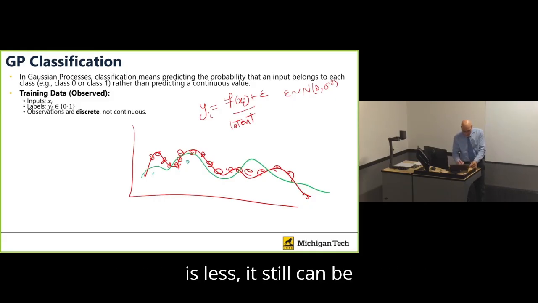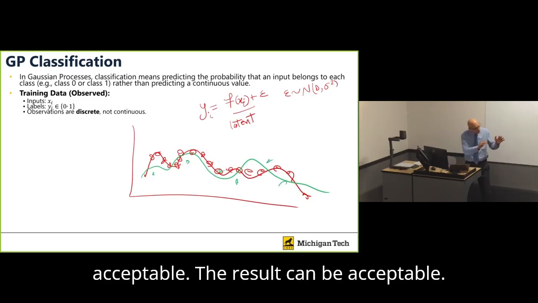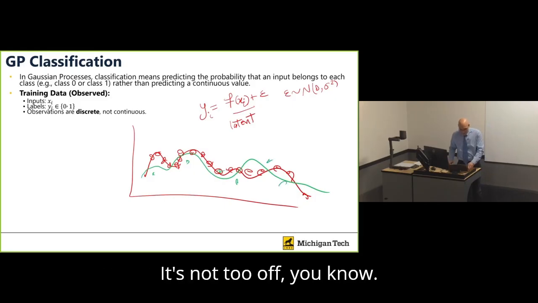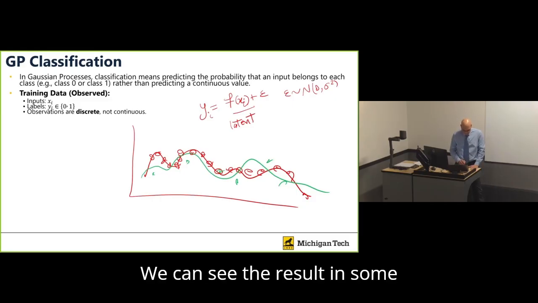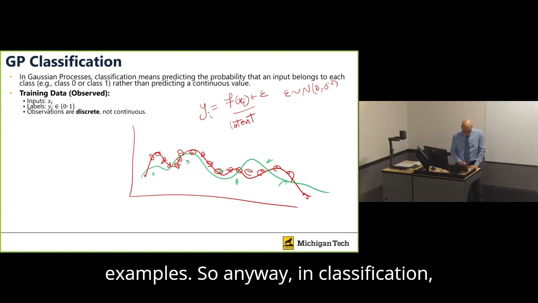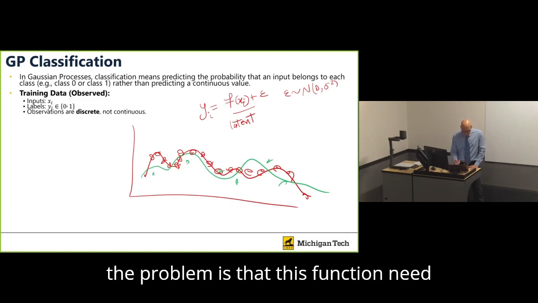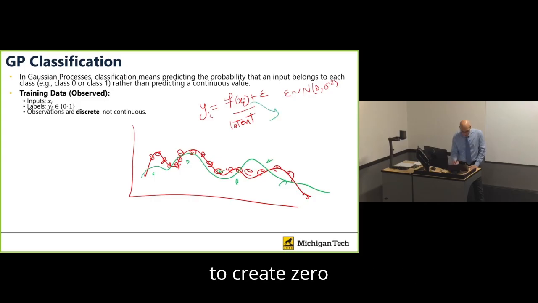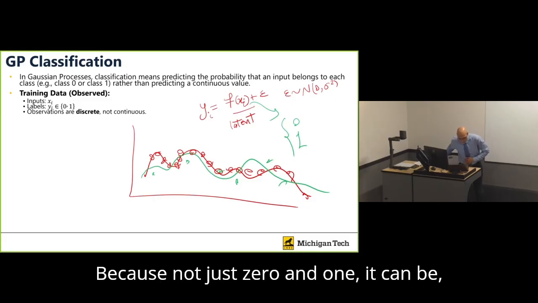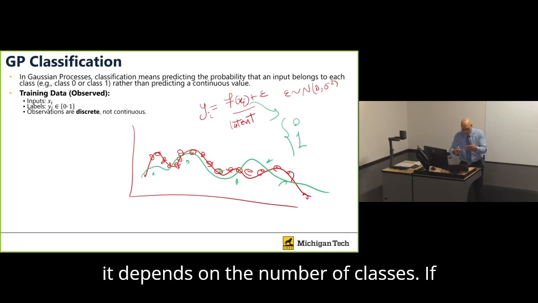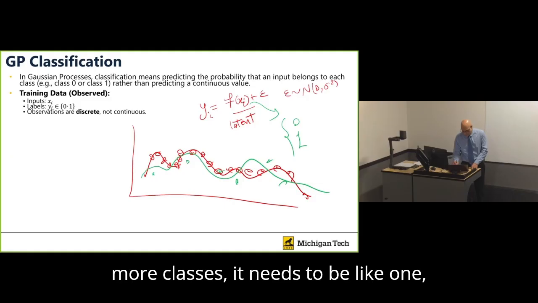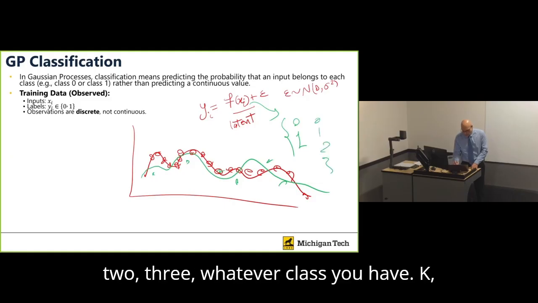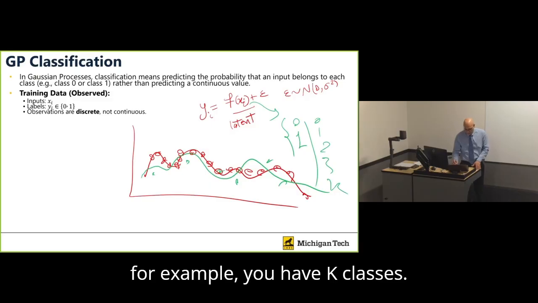If the data is less, the result can still be acceptable. It's not too off, you know. We can see the result in some examples. So anyway, in classification, the problem is that this function needs to create 0 and 1. Not just 0 and 1, it depends on the number of classes. If it's 2 classes, 0 and 1. If it's more classes, it needs to be 1, 2, 3, whatever classes you have. K, for example. You have K classes.